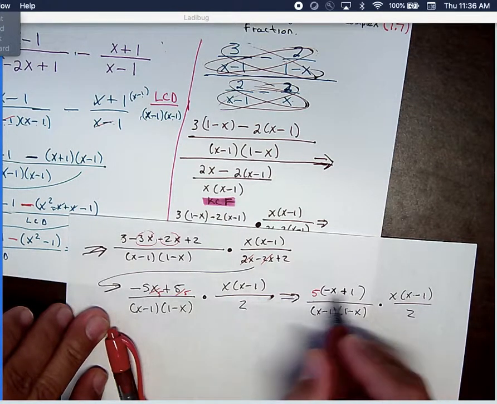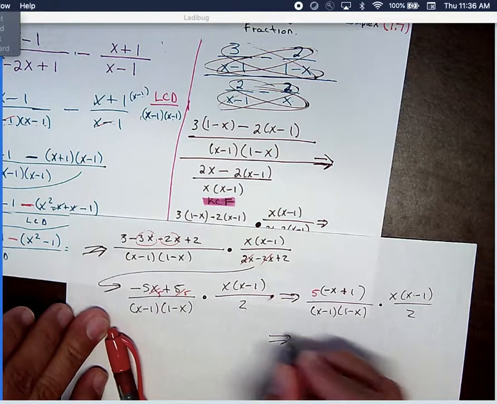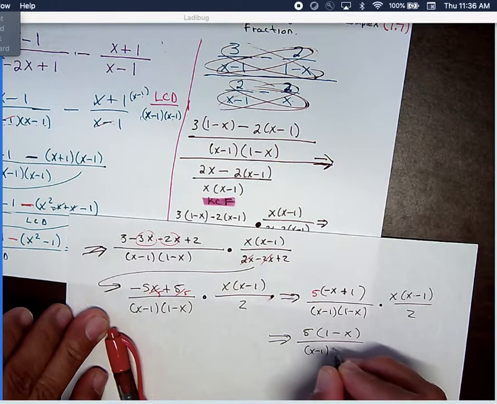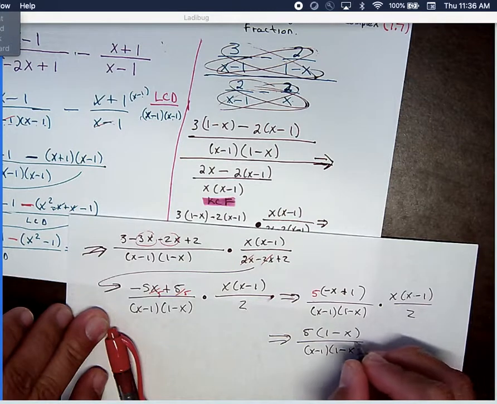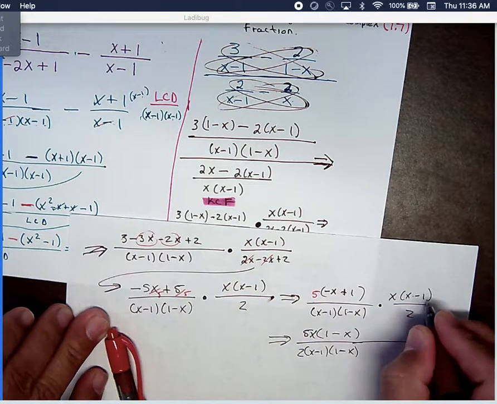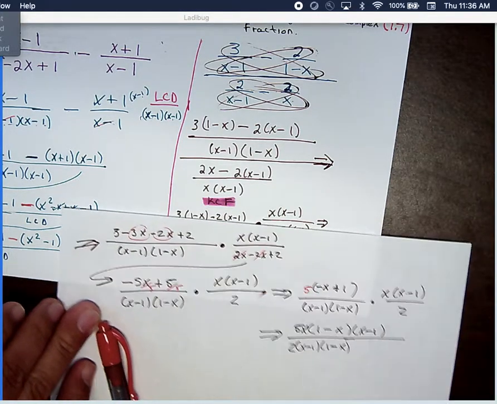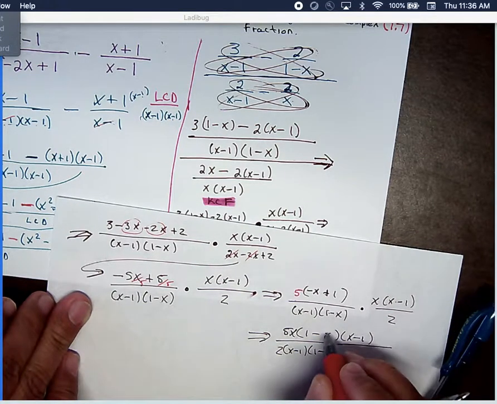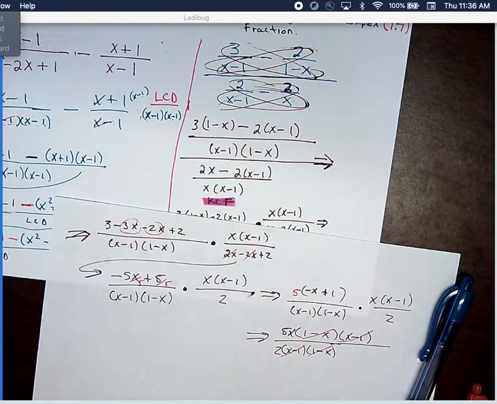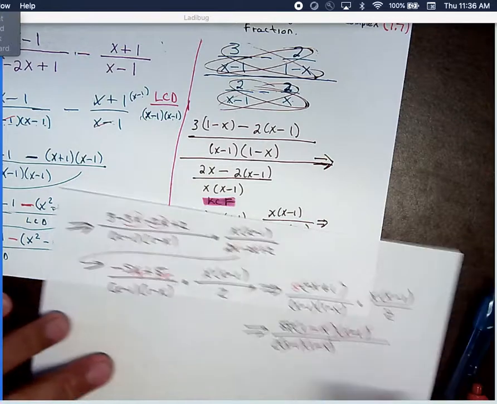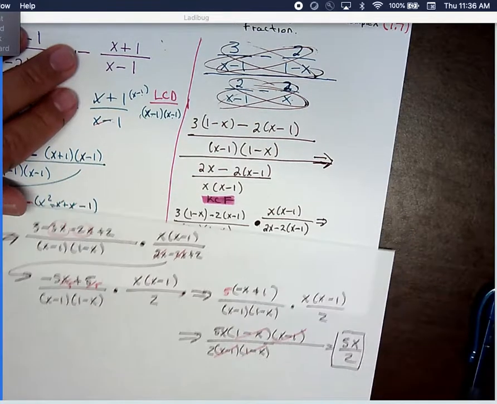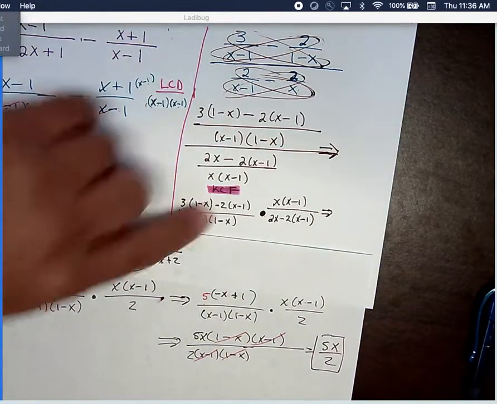And I'm going to switch this one so it looks like this one. 1 minus x, x minus 1 minus x, and then I'm going to put everything here. So I'm going to put the 2 here, and I'm going to put the x, and then the x minus 1. So from here we can cancel this, and we can cancel this, and the answer, let's see if I got it, like they got it, yes, would be 5x over 2. So yes, that question was very long.